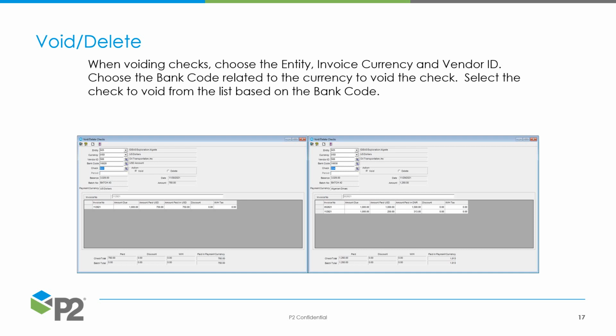And on the screen to the right, you can see that we've chosen dinar's bank code, and the dinar invoices that were paid by that show up as part of the check that we wrote for dinars.